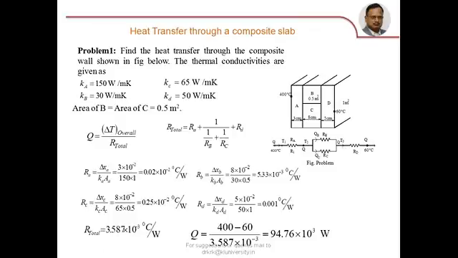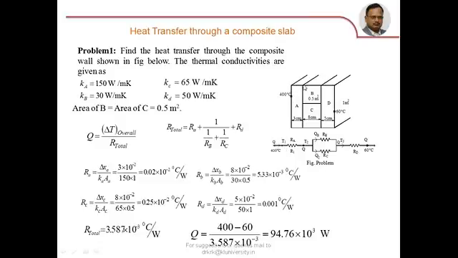Next, how to find T3? Think how to find T3. You can consider the nodes T1 and T3, or you can consider the nodes T3 and T4. Easy. Now the heat flowing through this RD is Q. The temperature difference across this RD is T3 minus 60. Therefore, Q equals T3 minus T4 by RD. The unknown is T3, so you can determine it. You understand?